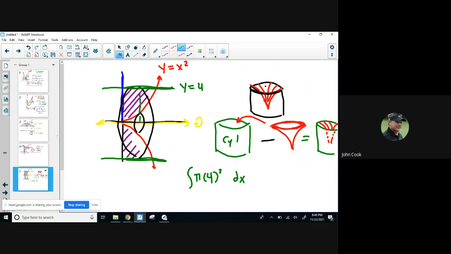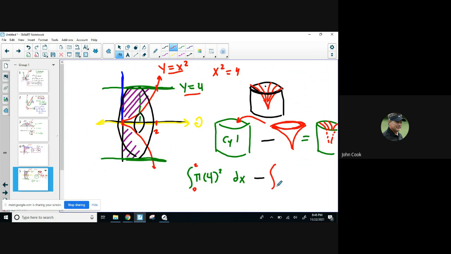And then along the x-axis, where does it go? It starts at 0, and then it ends over this intersection point. What intersection point would that be? It's where this line and this line meet up. So x squared equals 4. That'd be 2. Yeah, so 2. So along the x-axis, it goes from 0 to 2. There we go, and that's our outside shape. That's our cylinder.